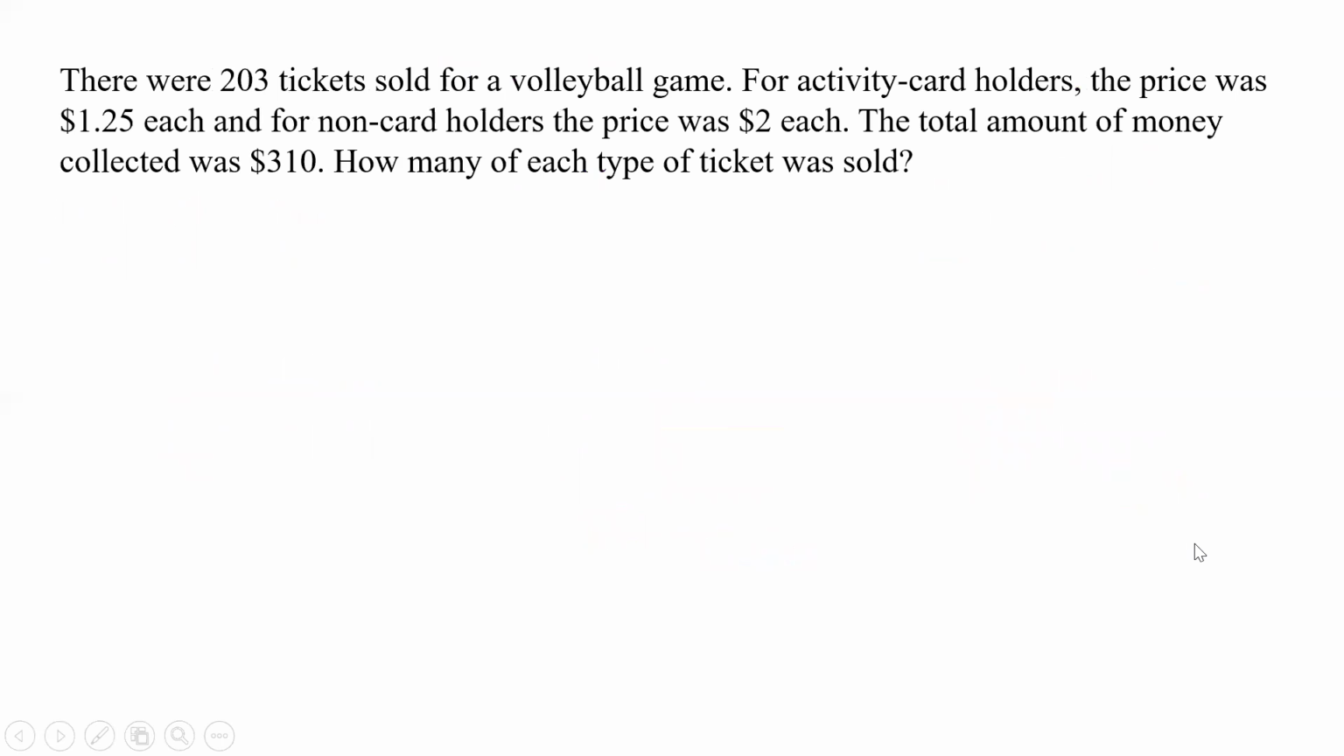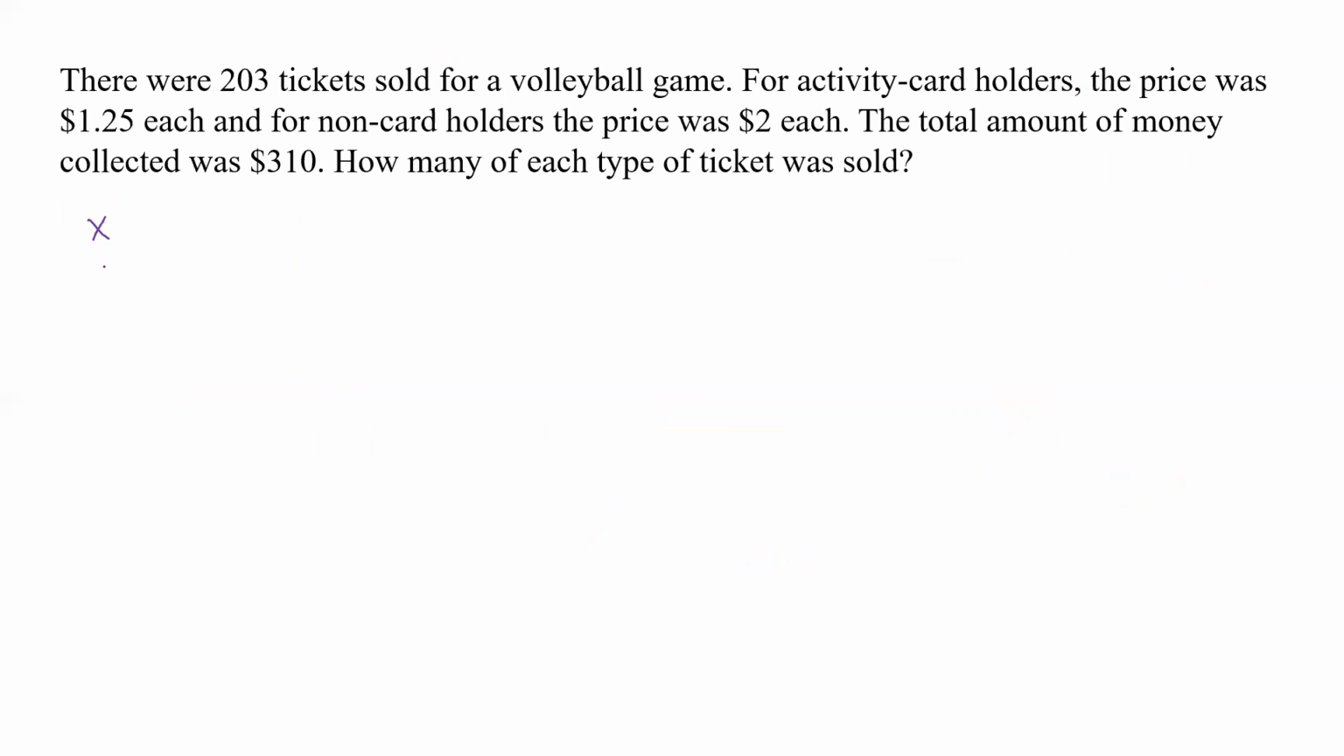All right, how about this one? It says there were 203 tickets sold for a volleyball game. For activity card holders, the price was $1.25 each, and for non-card holders, the price was $2 each. The total amount of money collected was $310. How many of each type of ticket was sold?